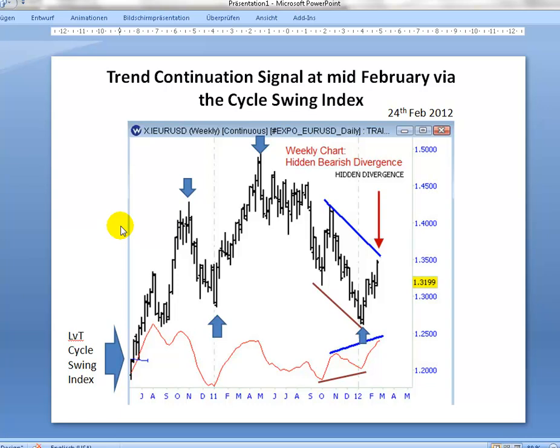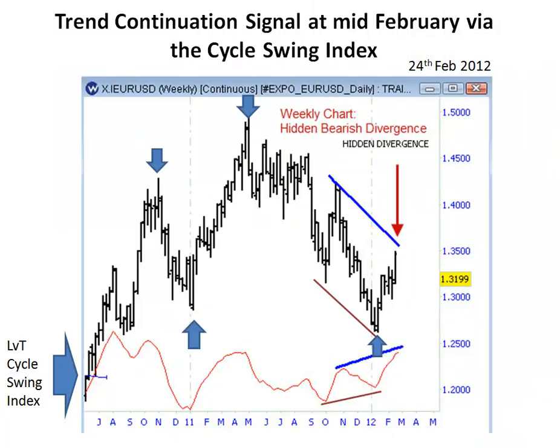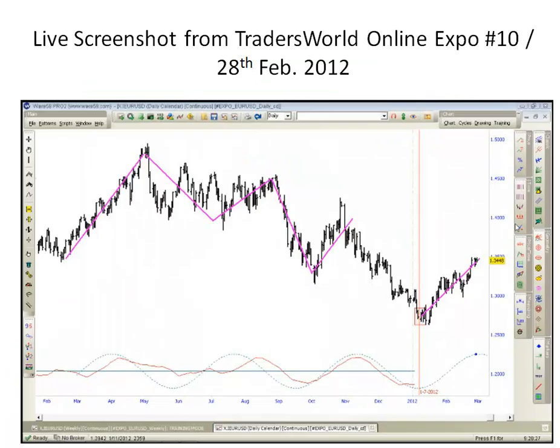So this is just to give you some understanding about how to use the cycle swing indicator with different indications, and as seen here on the chart, it's able to show you every major turn on the market here if you're able to read it. However, I just wanted to show you this example because in the Traders World Expo, which was just some days after this analysis, I showed you analysis on another indicator.